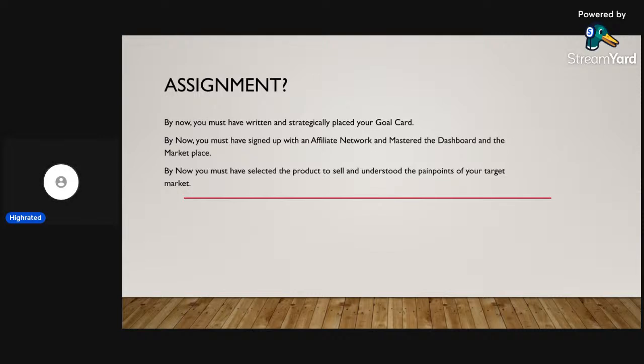By now, I trust that you have written and strategically placed your goal card in a place that you can see it every minute to remind you of your goal. I also expect that by now, you must have signed up with an affiliate network, mastered your dashboard, and played around the product marketplace. You know your way around your marketplace right now. By now, also, you must have selected a product to sell. You have understood the pain point of your audience, and you know why your product is a great solution.